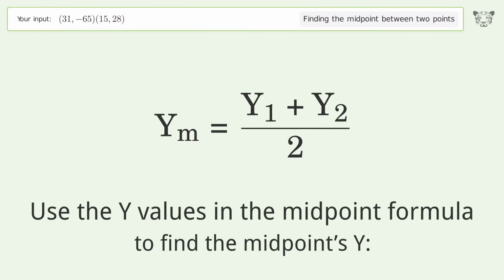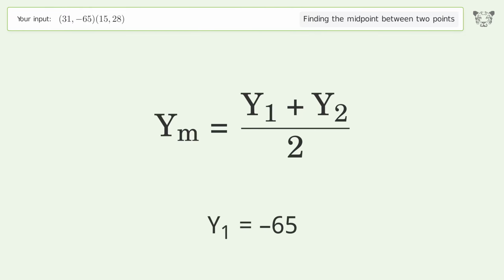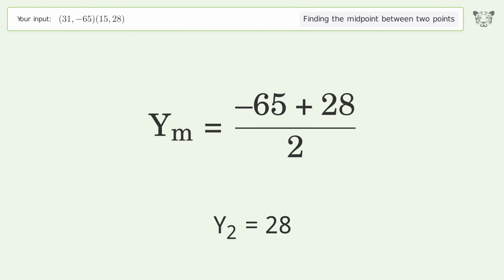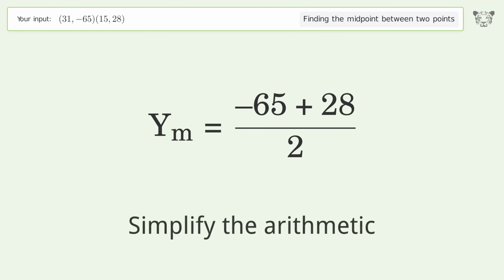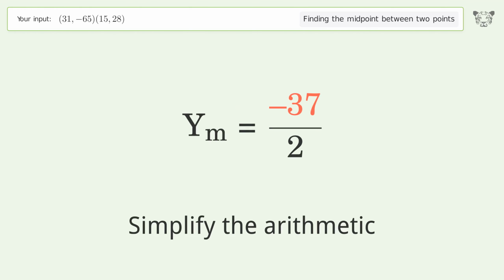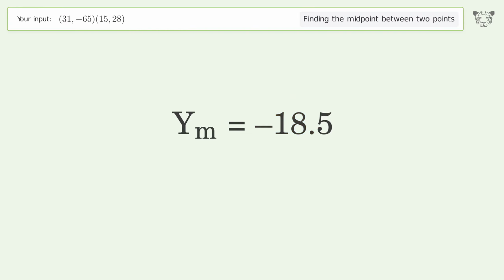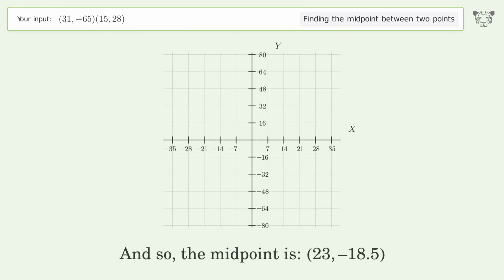Use the y values in the midpoint formula to find the midpoint's y. y1 equals negative 65. y2 equals 28. Simplify the arithmetic. And so, the midpoint is 23, negative 18.5.